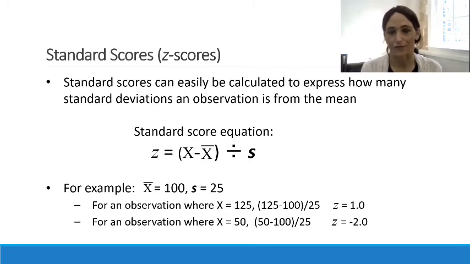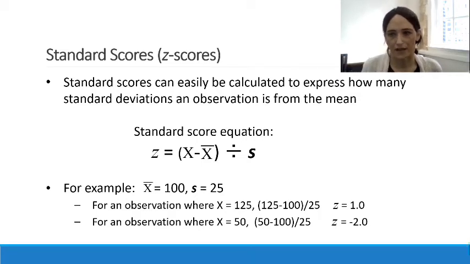Okay, so if we wanted to know how many dozen eggs we had, and we wanted to express it in terms of dozens instead of individual eggs, we would take our original value and divide it by 12, right? So here we are calculating a value, how many standard deviations is it from the mean?